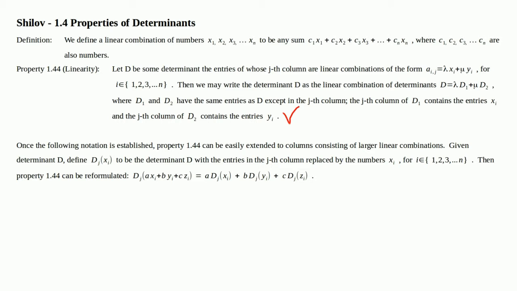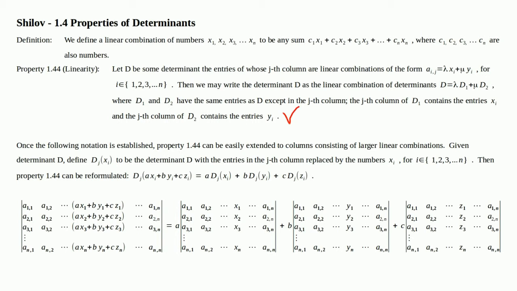Then property 1.44 can be reformulated. D sub j of a times x sub i plus b times y sub i plus c times z sub i is equal to a linear combination of determinants. It's equal to a times D sub j of x sub i plus b times D sub j of y sub i plus c times D sub j of z sub i. We can break it up in that manner. So we start with a determinant whose jth column consists of linear combinations, and instead we can break that up into a linear combination of determinants. That's what we get.